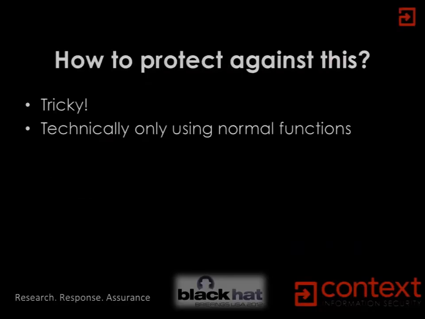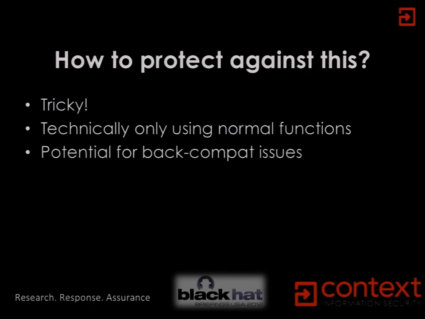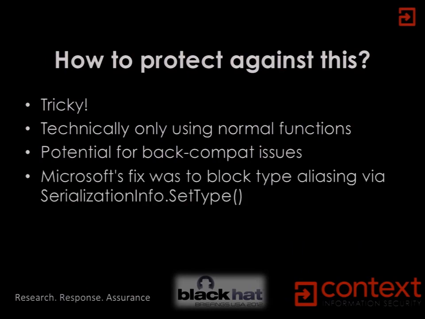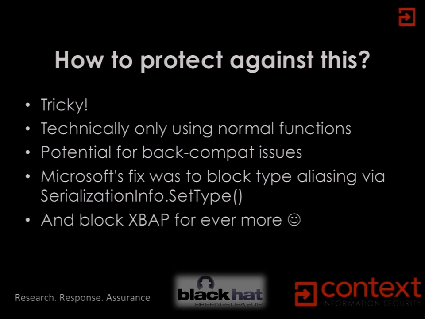So it's tricky to protect against that, because basically we've not technically used any real bug. Okay, the exception trick is a bug and has been fixed, but there's other ways in which partial trust code can do that. And it has massive potential for back compat issues. So effectively Microsoft's fix was now you cannot do this type aliasing anymore. If you are partial trust code, you can no longer just arbitrarily set any object type you like.